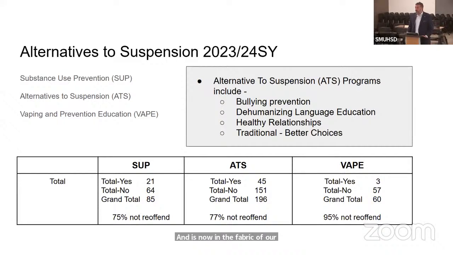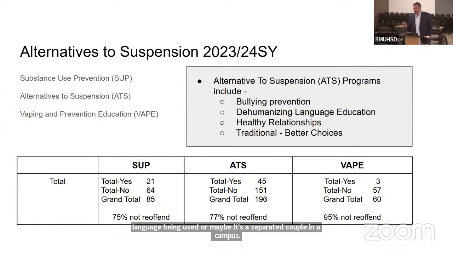alternative program. Healthy relationships, so when there's sexual harassment or inappropriate language being used, or maybe it's a separated couple on a campus, and it's interfering in their schoolwork, things of that nature, healthy relationships is used.